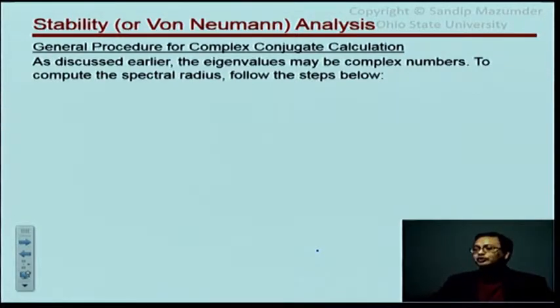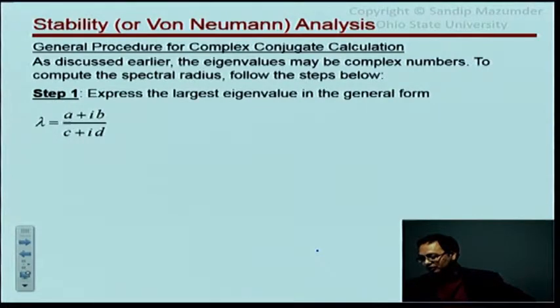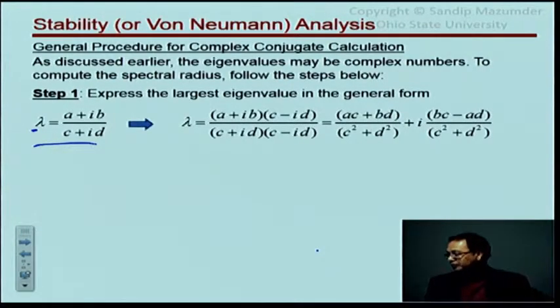But for those of you who don't, or who may want to write a program, let's say a little MATLAB script to calculate the eigenvalues, this is what you basically do. You always decompose the complex number into this form first: a plus bi divided by c plus di. I'll show you an example in a minute.